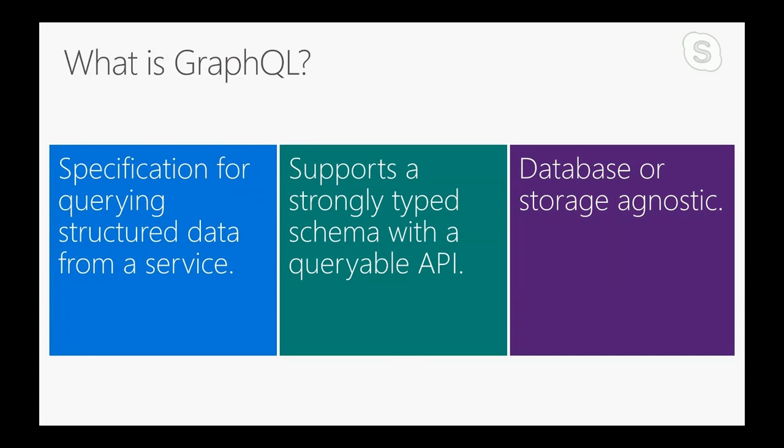What's really interesting about GraphQL is that it supports a strongly typed schema with a queryable API. This means that you can look at the schema of a service and know what data you're going to get back from it, what fields it has, and what types you expect from it. The GraphQL server enforces that type specification. So you're not going to have a problem where the docs say one thing and the service actually returns something else. In terms of databases or storage, the GraphQL spec has absolutely nothing to do with it.